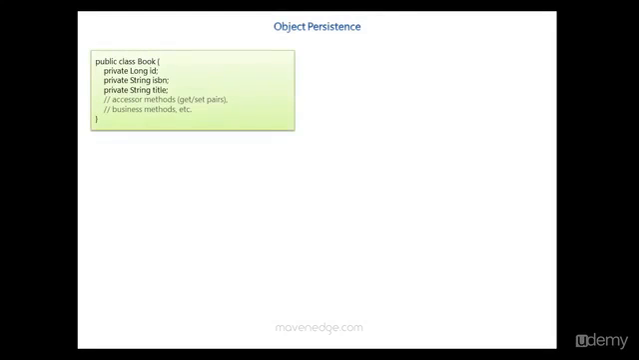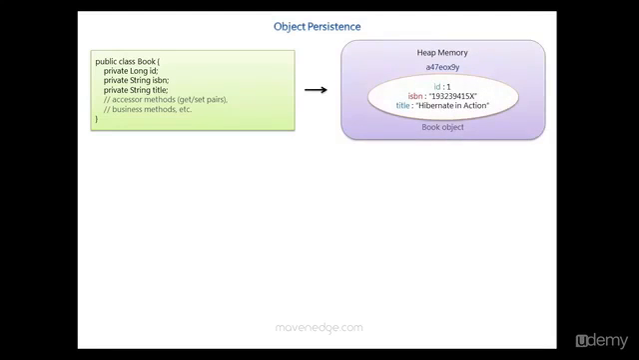Let's say you're working on a Java application and one of the classes you have in your application is the Book class, which has some data attributes in it and some methods as well. So let's say you have created an object of this Book class in your application, and here's the state of this newly created Book object in Java memory.